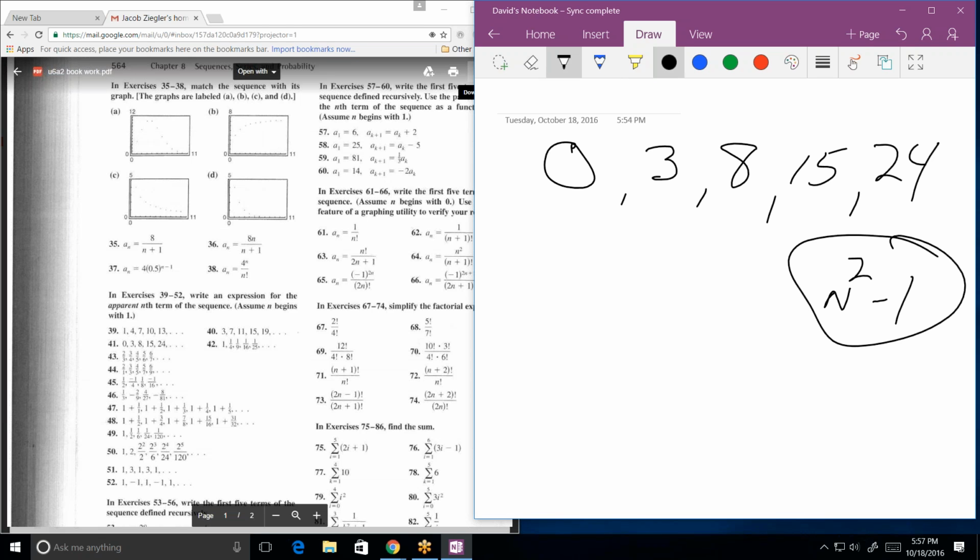Notice these aren't that easy to come up with. You kind of have to screw around a little bit. You kind of have to do a little bit of trial and error. So a sub n for this one is definitely that.